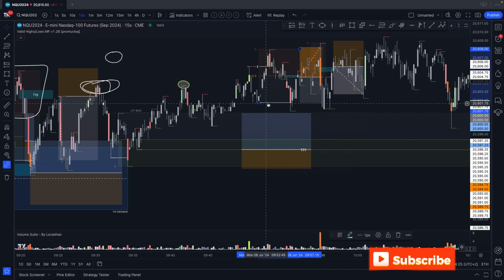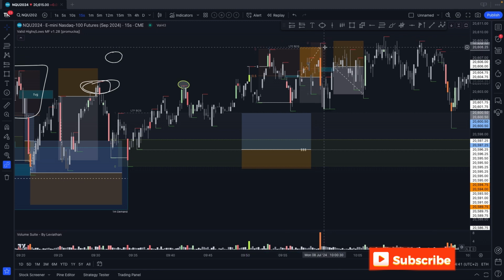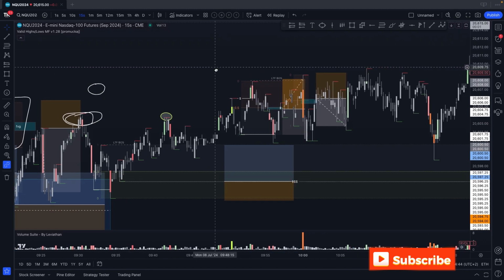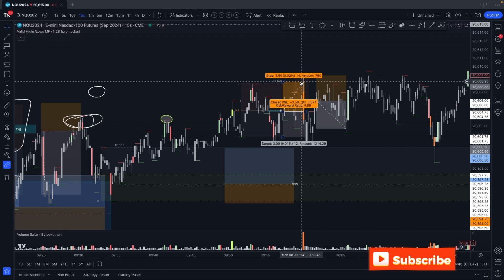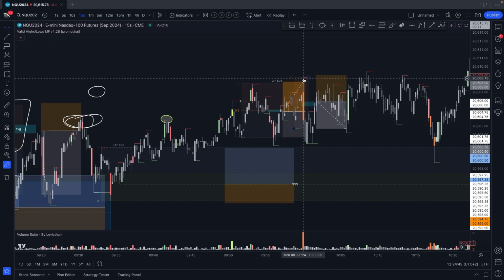Why do I say that? Because we have this breakout structure here. Why breakout structure? Because it's not closing. It doesn't matter. We are inside the 15 second time frame, but if we move on the 1 minute, on the 1 second, this is a body closure.